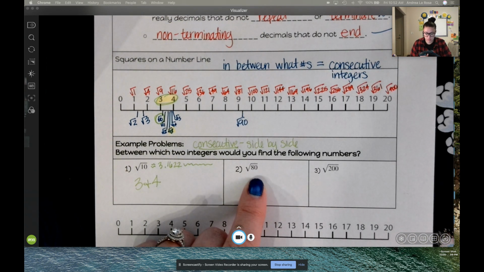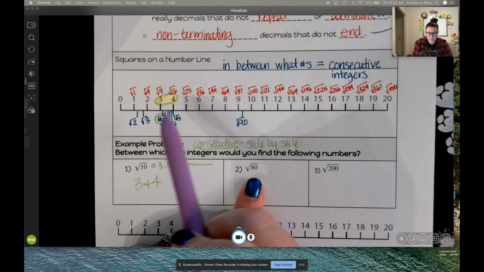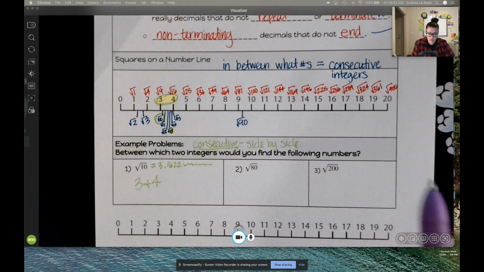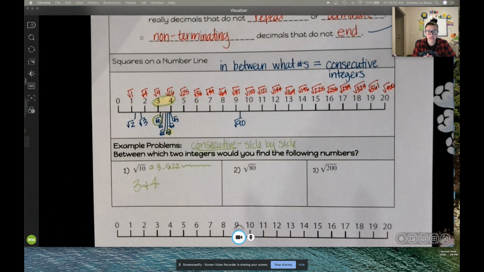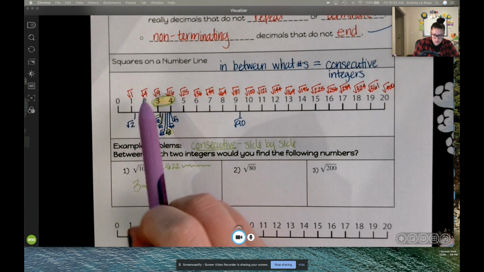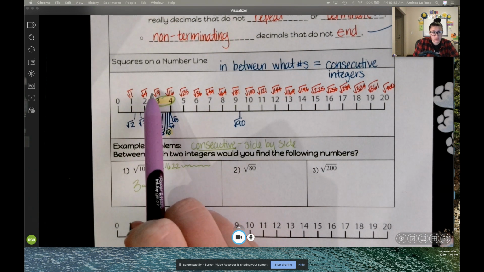We have the square root of 80. Again, two ways we can look at this. We can look at our number line, and we see where the square root of 80 is going to fall. I'm going to pause the video, take a second, and you tell me, where do you think the square root of 80 is going to fall? Between which two numbers?